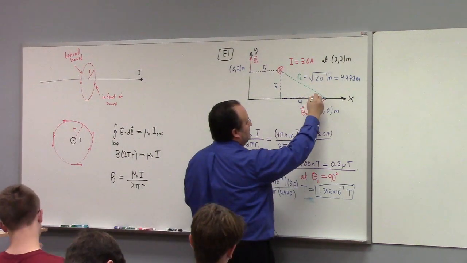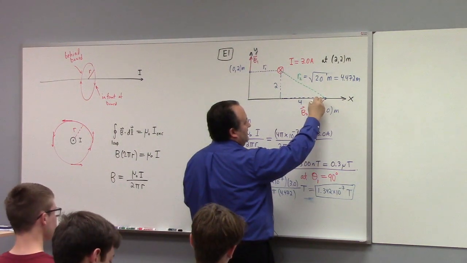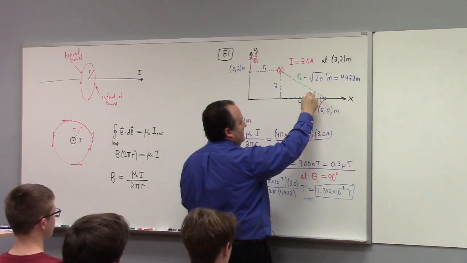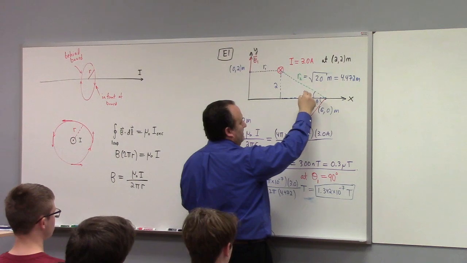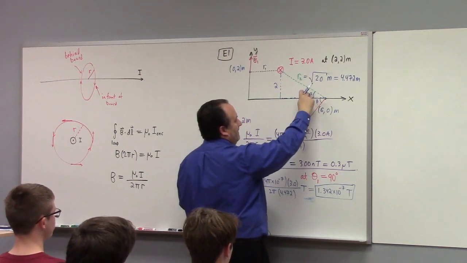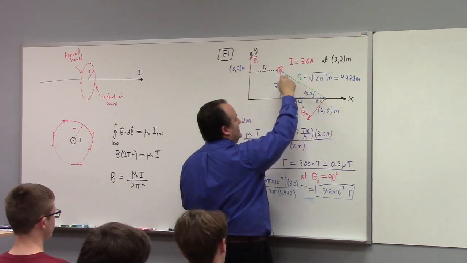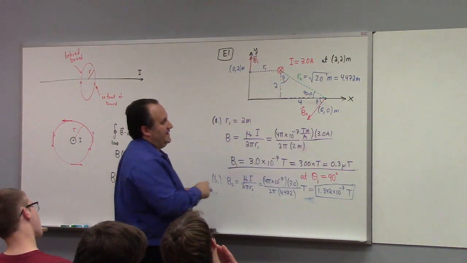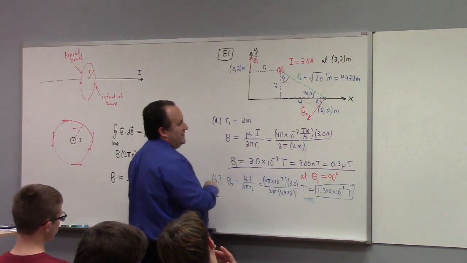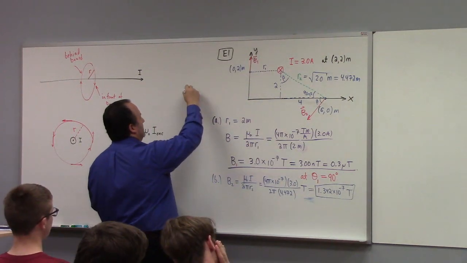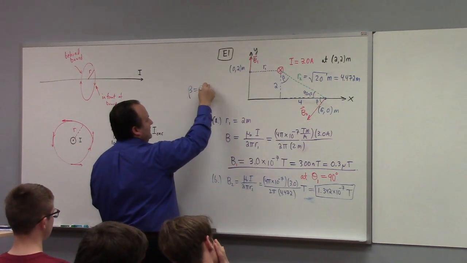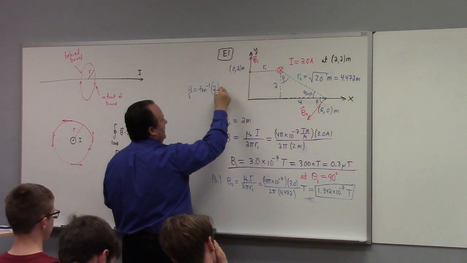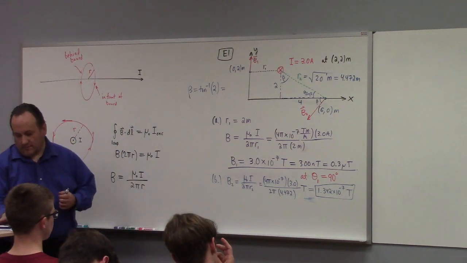So if this is beta, then this here is 90 minus beta, which makes this beta again up here. So I can find that reference angle off the axis. Beta is what? Inverse tangent of 2. So that's a what?